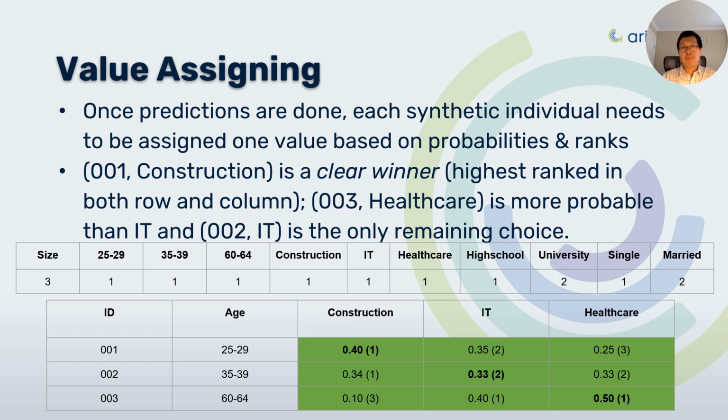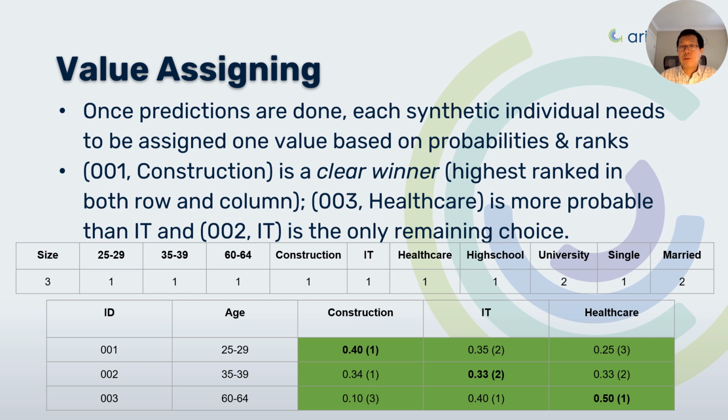So let's look at person one. Person one has a 40% chance of being in construction. That probability is higher than every other profession out there. At the same time, person one has a 40% chance of being in construction, and that's also more probable than all of his neighbors. So in this case, we say person one being a construction worker is a clear winner, meaning that's more likely than every other possibility, and that's also more likely than everybody else.